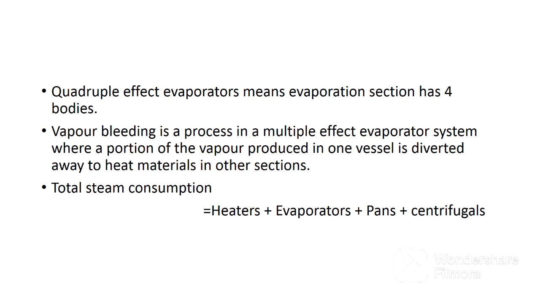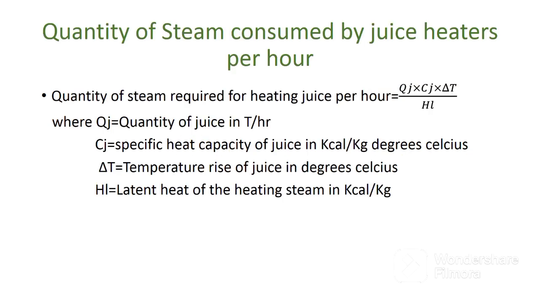So to get the total steam consumed in the factory, you will take steam consumed at juice heaters plus steam consumed at the evaporation section plus steam consumed at the pan floor plus steam consumed at the centrifugals. First, let's calculate steam consumed by juice heaters.